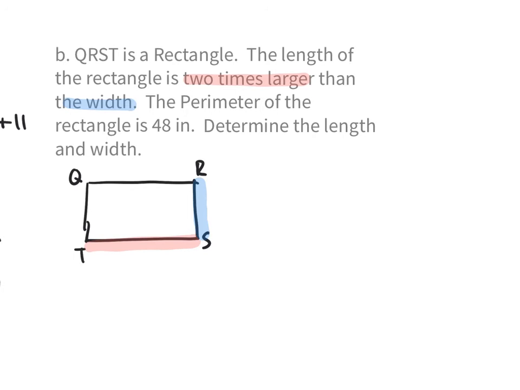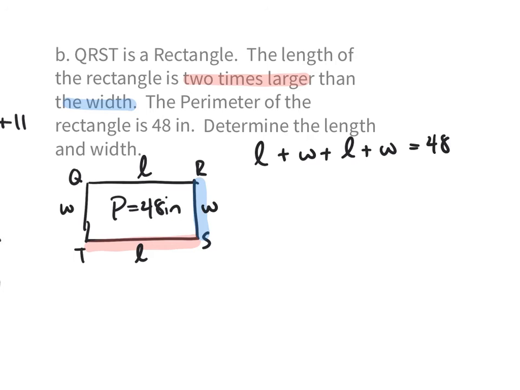Okay, so what we can think about is this. Our goal is that we know the perimeter is going to equal 48 inches. If we remember, the perimeter is taken by the length and the width and the length and the width. If I take all four sides and add them up, I should get 48 inches. So again, it's going to be the length plus the width plus the length plus the width should give me 48.